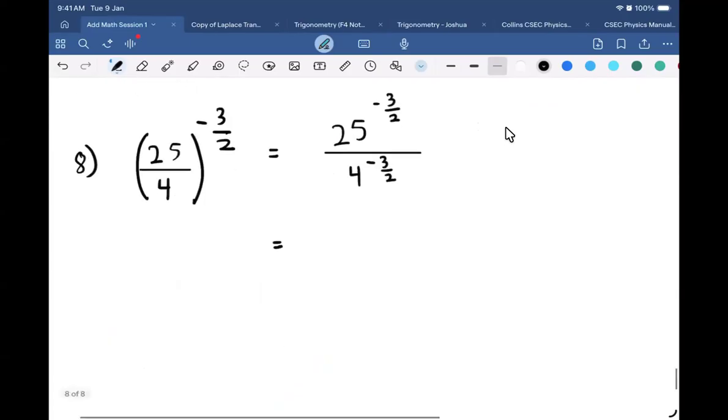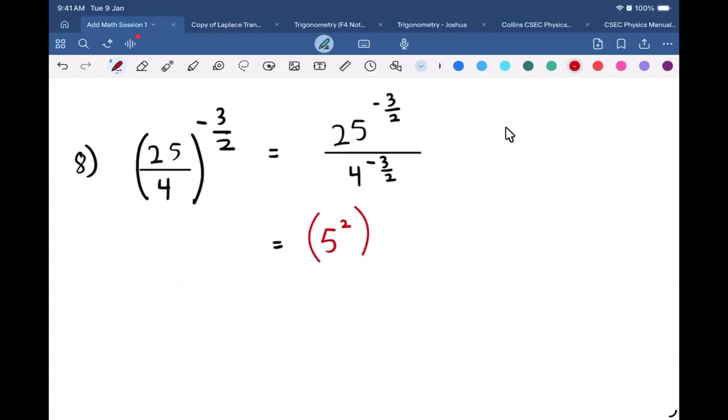Now check this. Let me show you something. So 25 is the same thing as what? 5 to the power 2. Right, 5 squared. Did you do that? No. Okay, well, if this was an indices exam, you'll probably lose some marks because we're strictly relying on the rules of indices for this.